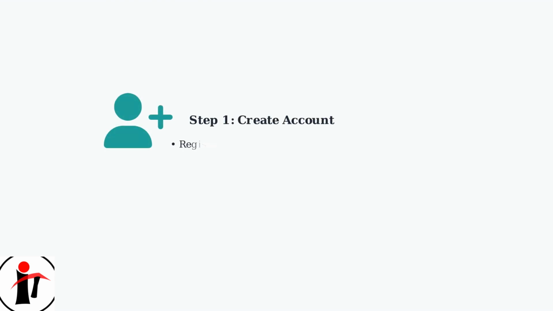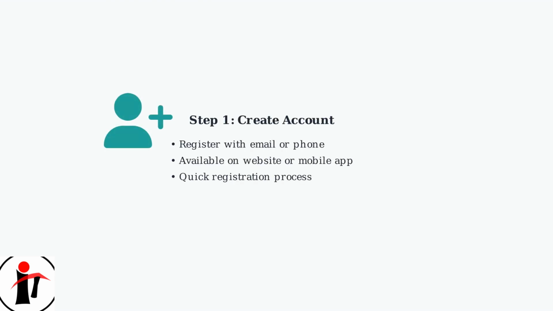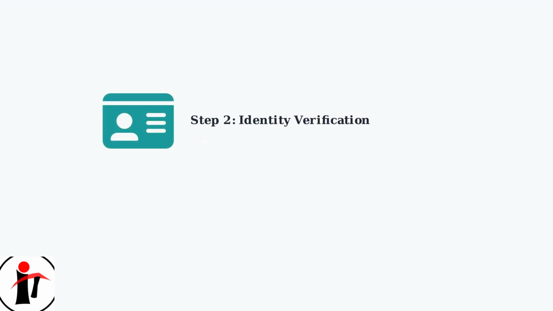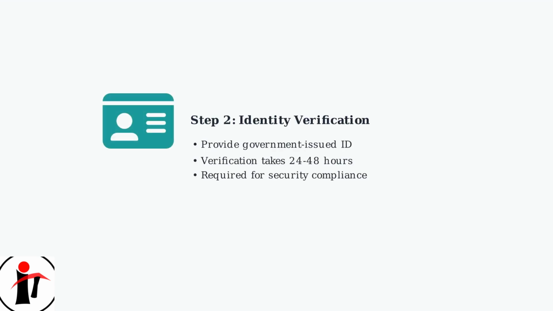Setting up a MoneyGram online transfer begins with creating your account. You can register using either your email address or phone number on the MoneyGram website or mobile app. Next, you'll need to verify your identity by providing a government-issued ID. This verification process typically takes 24 to 48 hours to complete, ensuring secure and compliant transfers.